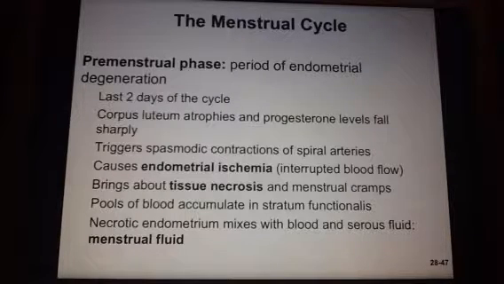Okay, and then after that is the premenstrual phase, the period where the endometrial layer is going to degenerate. It's the last 2 days of the cycle, and so the blood flow is interrupted to this endometrium, I should say. This is what brings tissue necrosis and our menstrual cramps. And so the blood accumulates in the stratum functionalis. And then the endometrium mixes with the blood and the serous fluid, and all of that together is considered menstrual fluid.